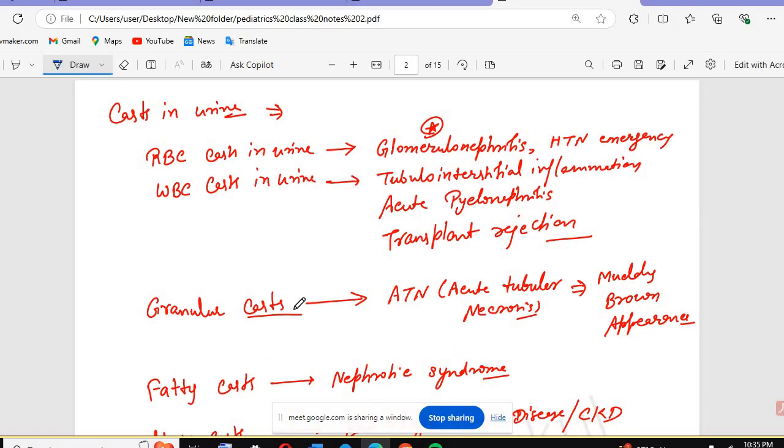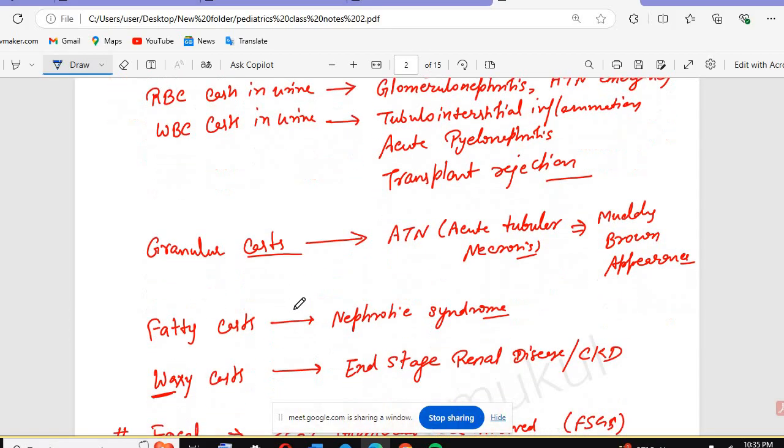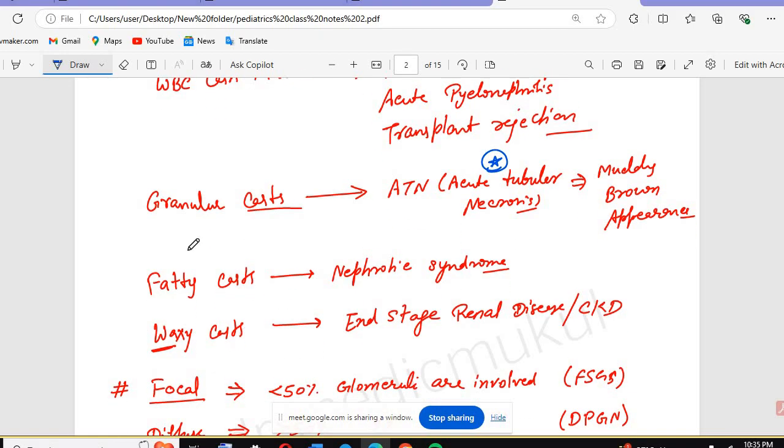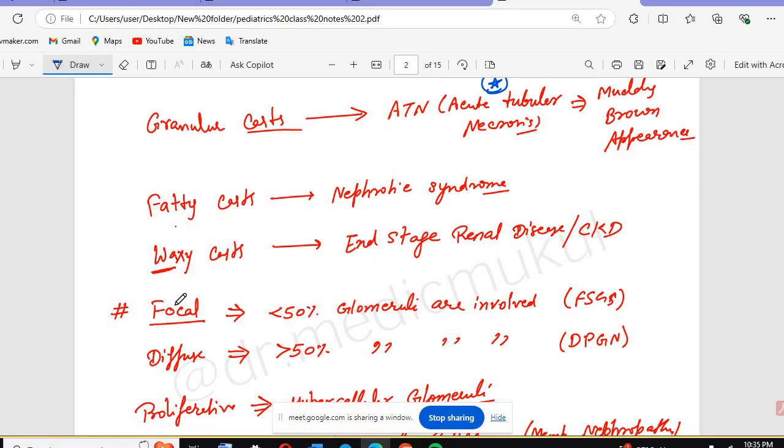If you see RBC casts in the urine, that is seen in glomerulonephritis and malignant hypertension. WBC casts in the urine are seen in tubulointerstitial inflammation, acute pyelonephritis, and transplant rejection. Granular casts are seen in acute tubular necrosis, which we will study today, with a muddy brown appearance. Fatty casts are seen in nephrotic syndrome. Waxy casts are seen in end stage renal disease or CKD.